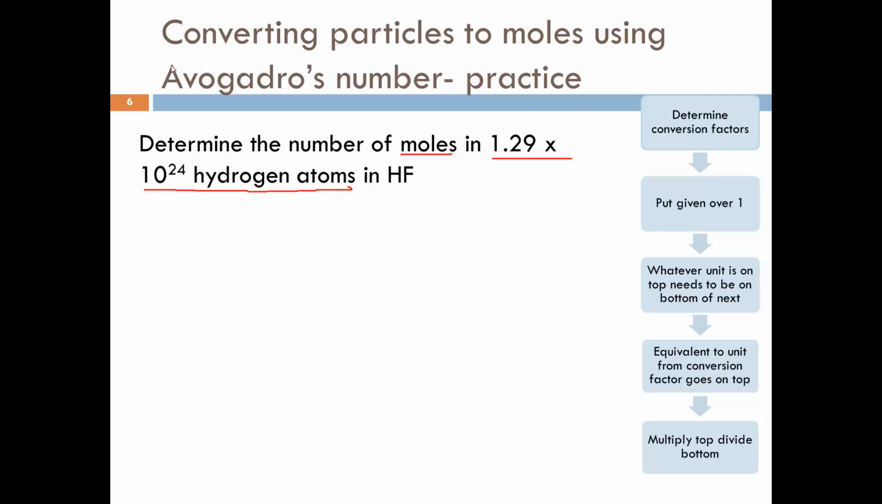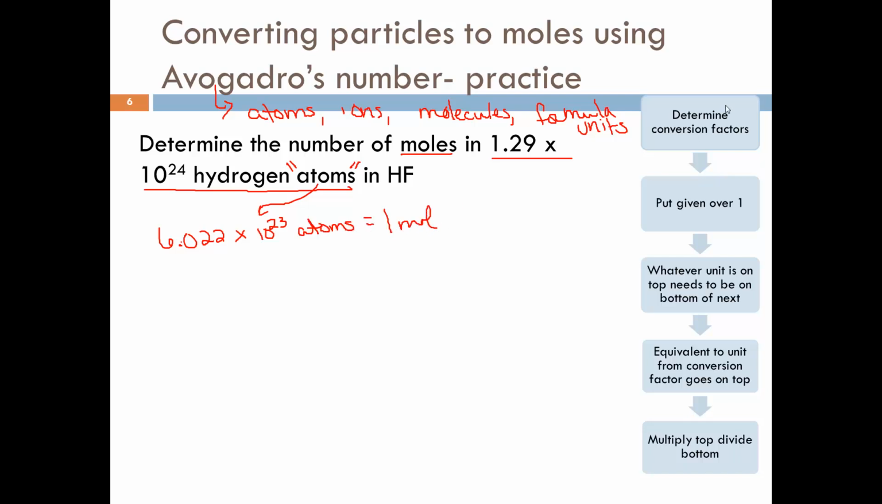Well, when we're talking about Avogadro's number, there are 4 key terms to look for. We want to look for atoms, ions, molecules, or formula units. Those are the 4 terms you're going to be looking for in order to know to use Avogadro's number. Here we have the word atoms. That means I'm going to use Avogadro's number. 6.022 times 10 to the 23rd atoms is equal to 1 mole.